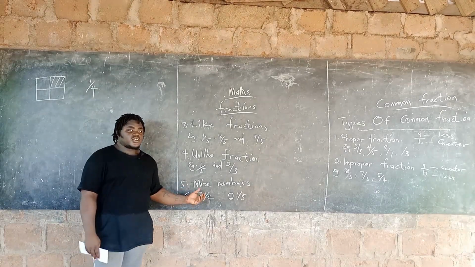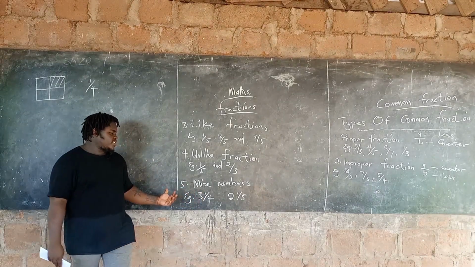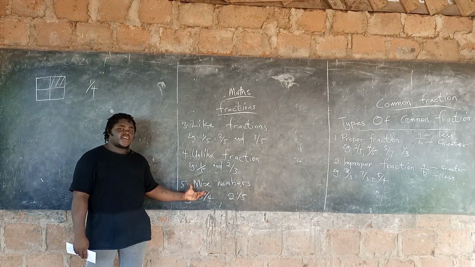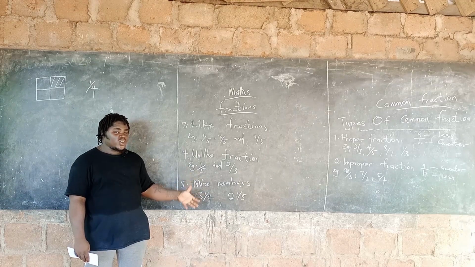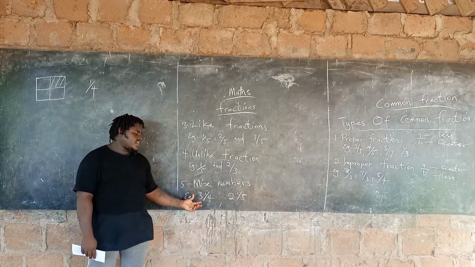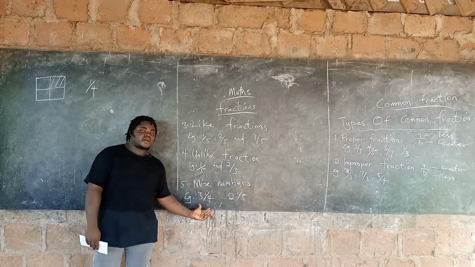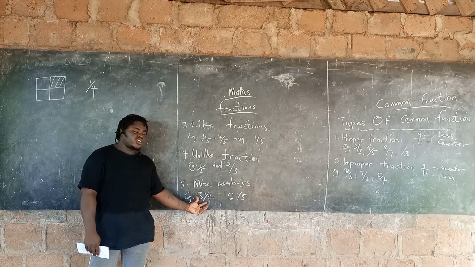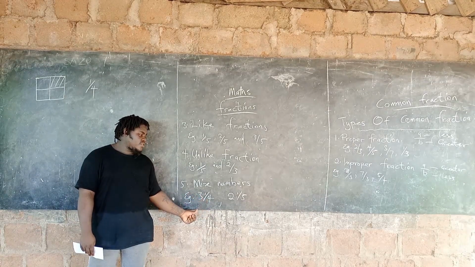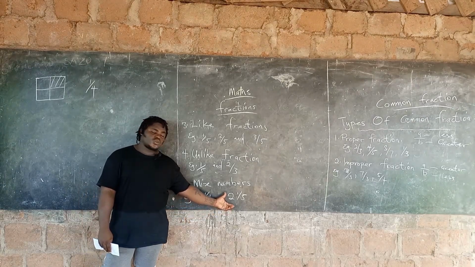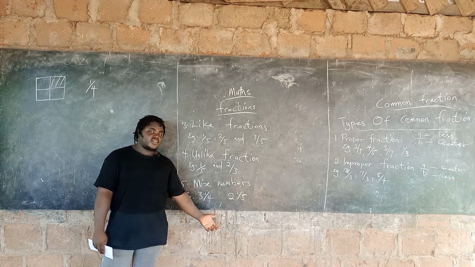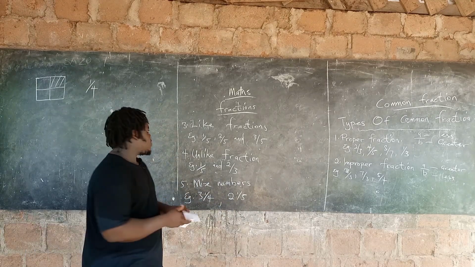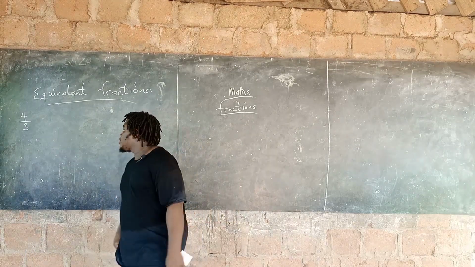Okay, so now let's continue with mixed numbers or mixed fractions. Mixed fractions contain whole numbers and then fractional parts. So this is an example: 3 whole number 1/4, and this one 2 whole number 1/5. So these are mixed fractions.